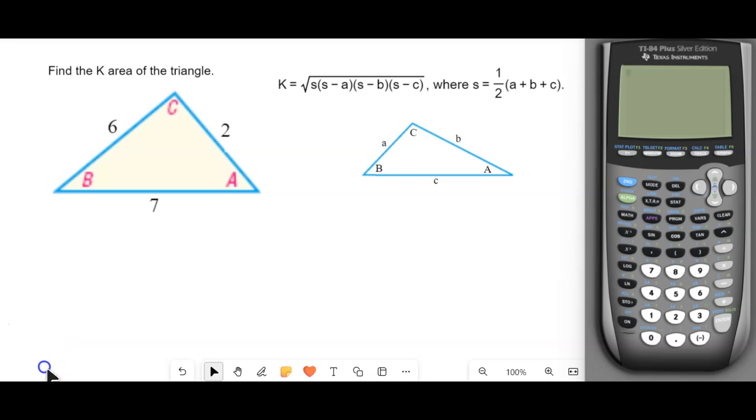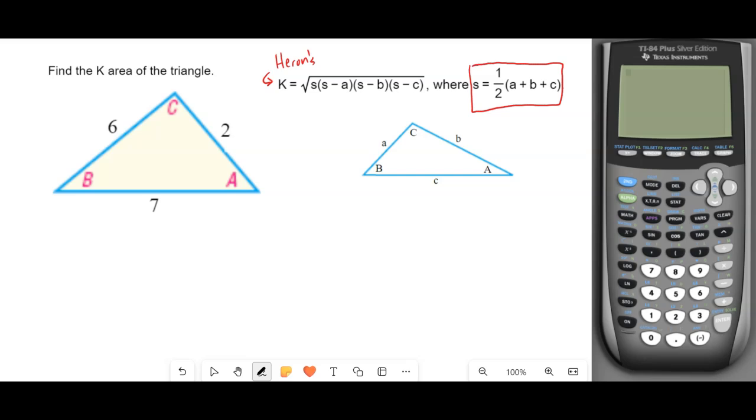Hey, trig class, we're looking at an area of a triangle where all we know are the three side lengths. We don't know any of the angle measures. So that is when this formula, called Heron's formula, kicks in, and you find the area of the triangle by first finding this. This is called the semi-perimeter, and that's why we use the letter S here.